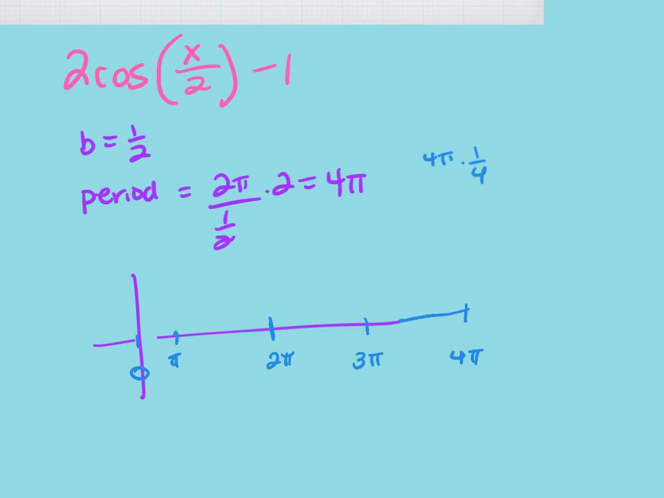And then if it was 2 cosine, let's just say this wasn't here, to make our lives easier, I would go up to 2, down, down, up, up. And so my graph would be stretched out horizontally. So if the b is a fraction, that's what it does to it. It actually makes it wider on your x-axis.